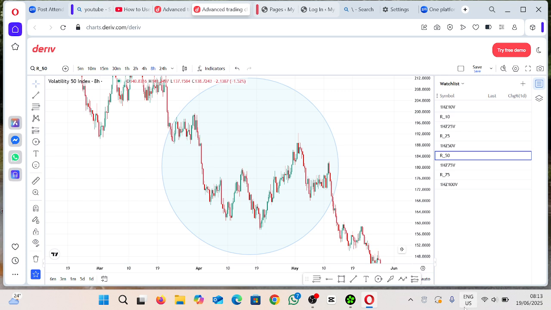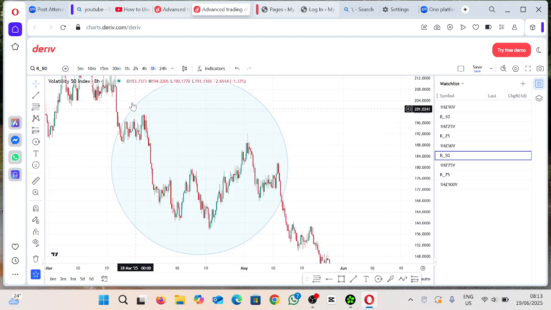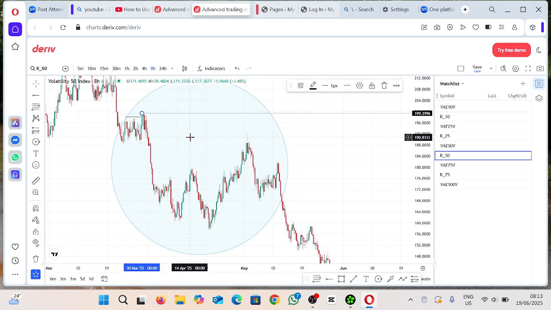So what do we do next? Sorry, the 8-hour time frame. First of all, what do we see? We see our strip of liquidity here. What else? We see our protected high here. This is the higher time frame.